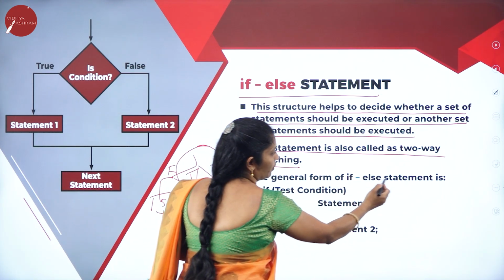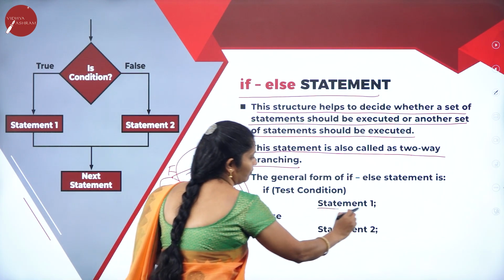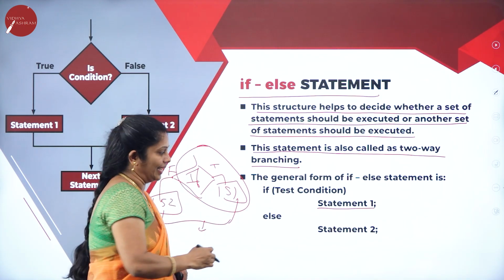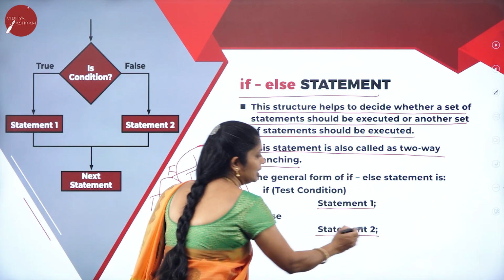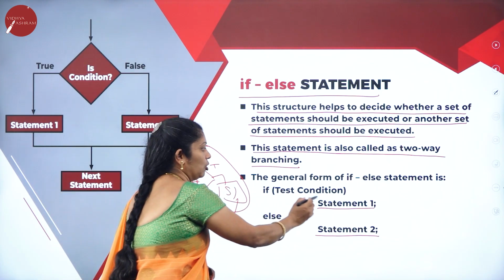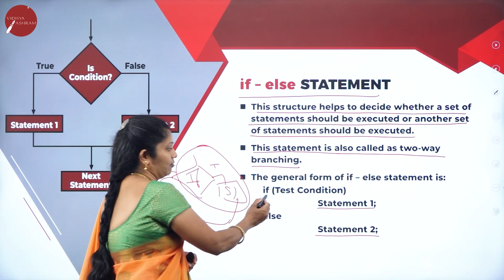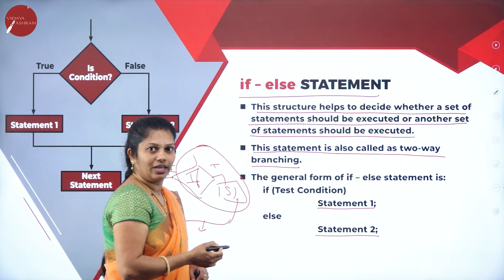The general form of the if-else statement is: if test condition, then statement 1 will execute. If this condition is not satisfied, then it will come to execute the second statement. Here it means that for true also we have some statement, for false also we have some statement. If this condition is satisfied, then statement 1 will execute.